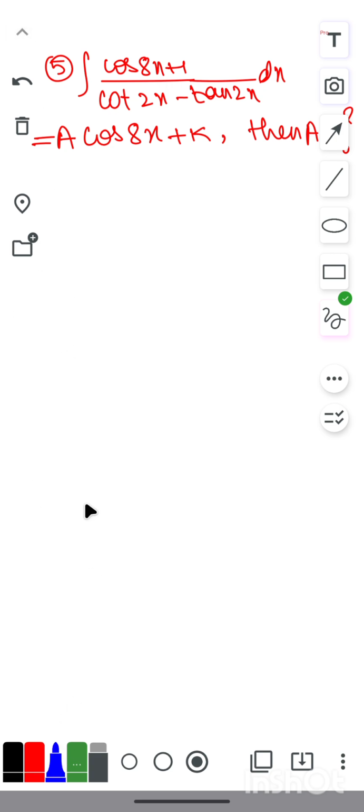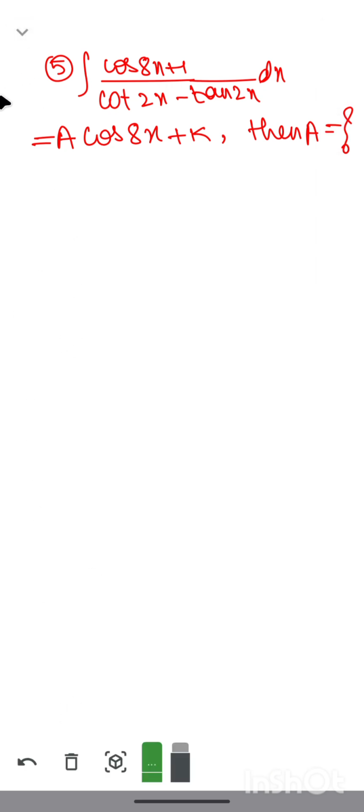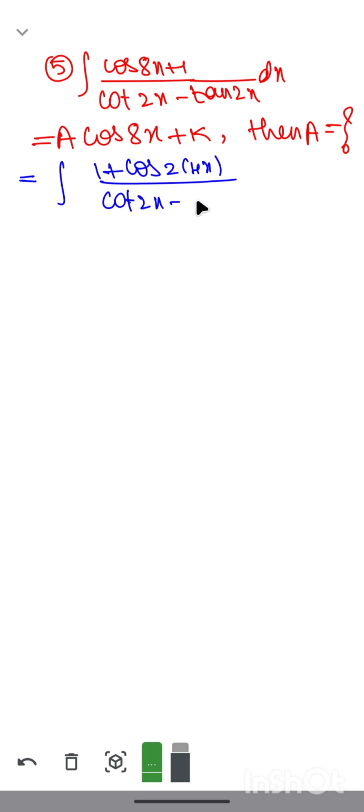Now let us think about the given question and we will try to rewrite if possible. Then we will try to find the required solution of the given problem. See here, to find the integral of the given function, the numerator can be rewritten in the following form. 1 plus cos of 8x, this 8x I am writing as 2 into 4x, whole divided by cot 2x minus tan 2x, I am writing as it is. We will think about the denominator later.